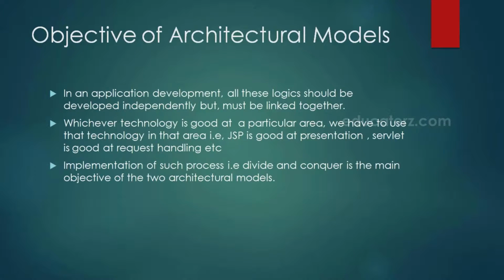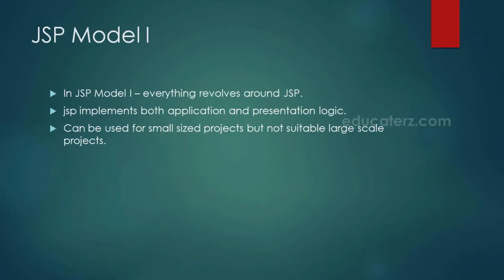So what is the main objective of architectural models? For any application development, all the three logics should be developed independently but must be linked together. That is, whatever technology is good at, we need to use that particular technology. For example, JSP is good at presentation, so we need to use JSP for presentation purpose, and Servlet is good at request handling. So whichever technology is good at a particular area, we have to use that technology in that area. Implementation of such a process, that is divide and conquer, is the main objective of the two architectural models.